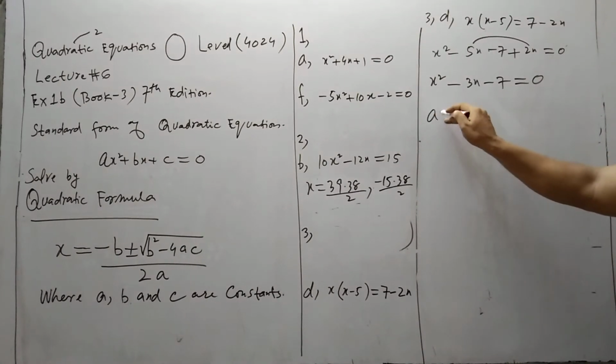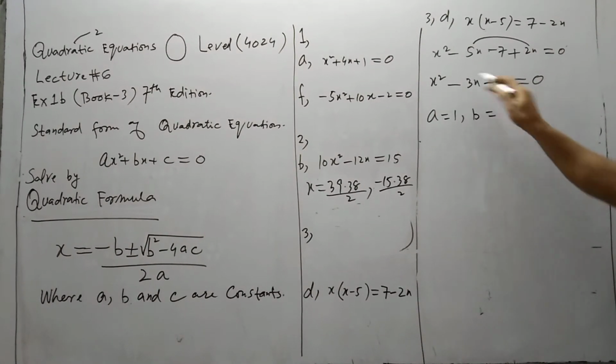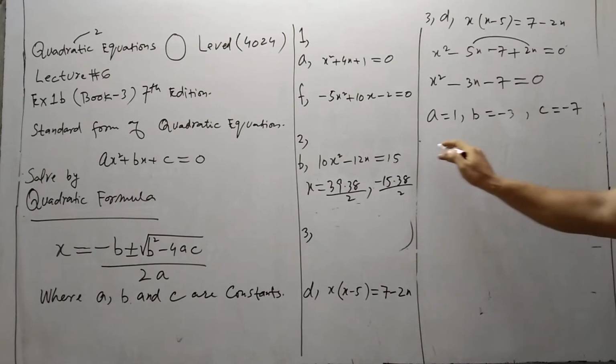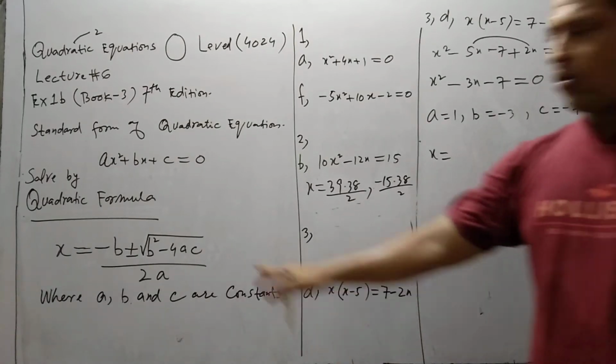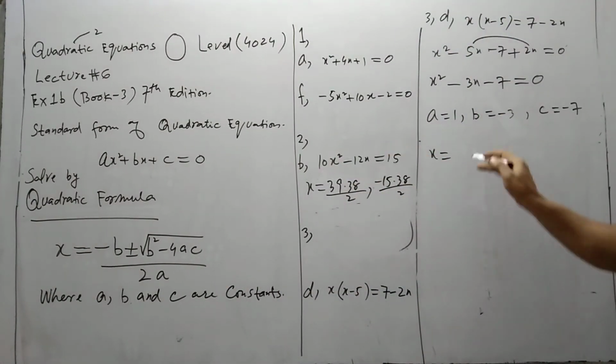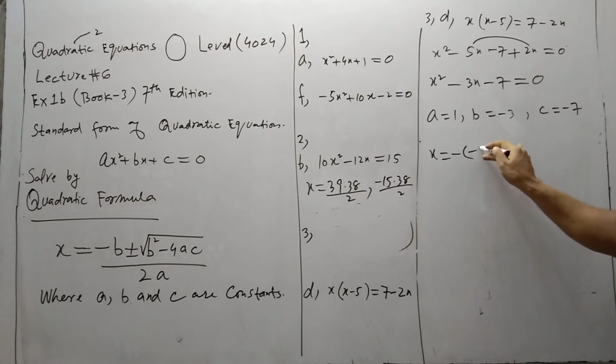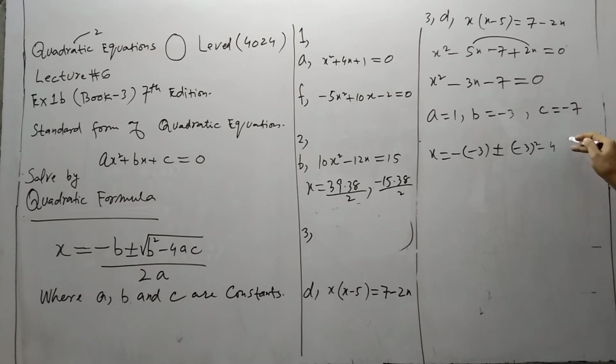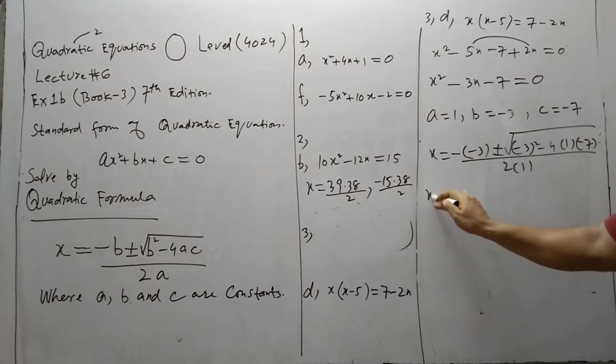What is A? A is 1. What is B? The coefficient of x is minus 3. What is C? Minus 7. Put all these values in the quadratic formula. The quadratic formula is minus B, B is minus 3, plus minus the square root of B square, minus 3 square, minus 4AC, upon 2A.